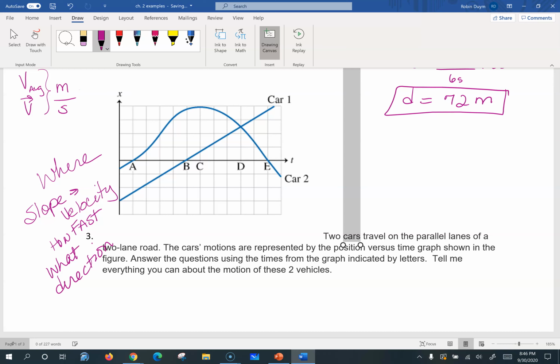So remember, if it's a positive slope, that means we're moving to the right or we're moving up. And if it's a negative slope, it means you're moving backwards or to the left or moving down. All right, so this car, if we looked at trip A, it's moving along right here. If it's a straight diagonal line, that means it's constant velocity. Now it looks like it's picking up some speed, and now the slope is getting smaller and smaller.